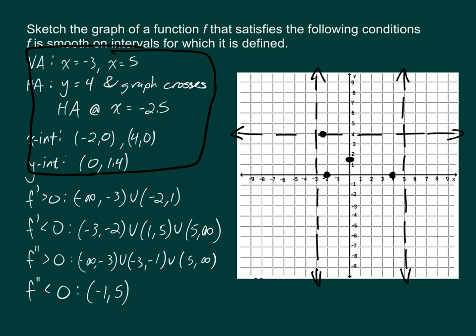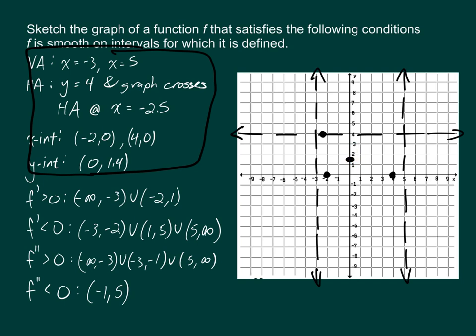I want to get back to what the smooth part means. That means between these two and outside of these two vertical asymptotes, the graph will not have any cusps or discontinuities, or all of the discontinuities, cusps, and corners are taken care of here. So we've got the vertical asymptotes, we've got a horizontal asymptote. The graph crosses the horizontal asymptote when the x value is negative 2.5. So I went over to negative 2.5 and plotted a point on the horizontal asymptote. There were 2 x-intercepts here and here, and there's a y-intercept here.